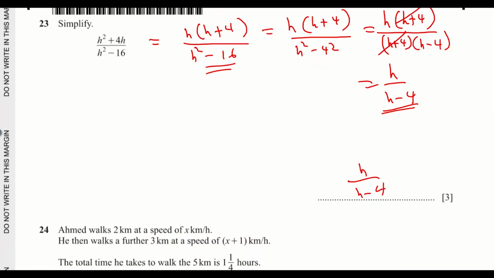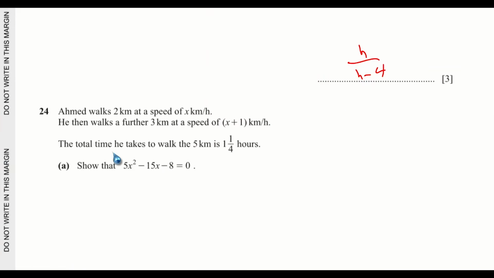Question 24. Ahmed walks 2 kilometers at a speed of x kilometers per hour. He then walks a further 3 kilometers at a speed of x plus 1 kilometers per hour. The total time it takes to walk the 5 kilometers is 1 and 1/4 hours. Show that 5x squared minus 15x minus 8 equals 0.